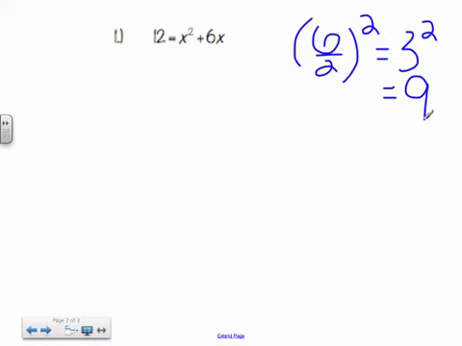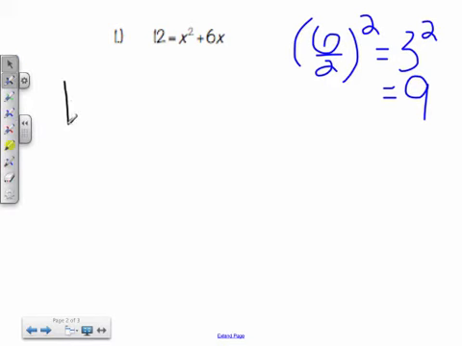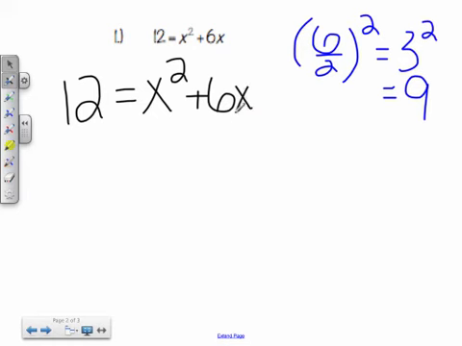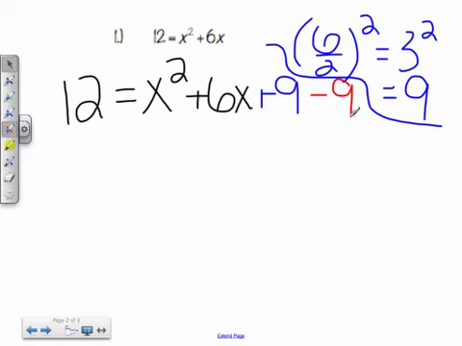All right. So what I would end up doing right here is I'm just going to copy the 12 down exactly how I see it. So I'm going to say 12 equals x squared plus 6x. And then I'm going to add the 9 because that will help me complete the square. But if I add the 9 right here, I have to make sure that I subtract the 9 so that these two will cancel each other out.